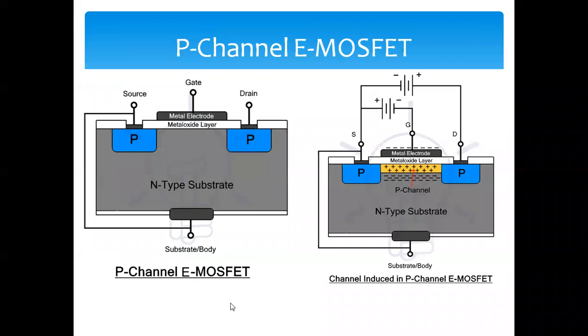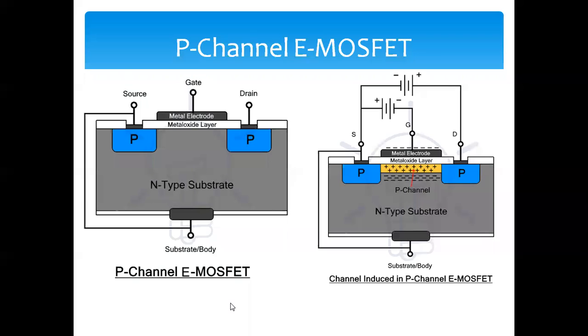Now talking about the P channel E MOSFET, that means P channel enhancement type MOSFET. What will happen in this P channel enhancement type MOSFET? In this, the gate is connected to the negative terminal. Rest, as you know, P channel means N substrate, and in that N substrate, the P type dopants are heavily doped to form the source and drain terminals. This forms the P channel enhancement type MOSFET. Okay, this is the circuit diagram and this is the construction of P channel E MOSFET.